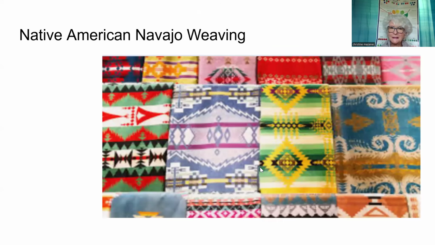And then last but not least, we have the Native American Navajo weavings. Again, they look very similar to different parts of the world, also using weavings by use of shape and line and geometry, etc.